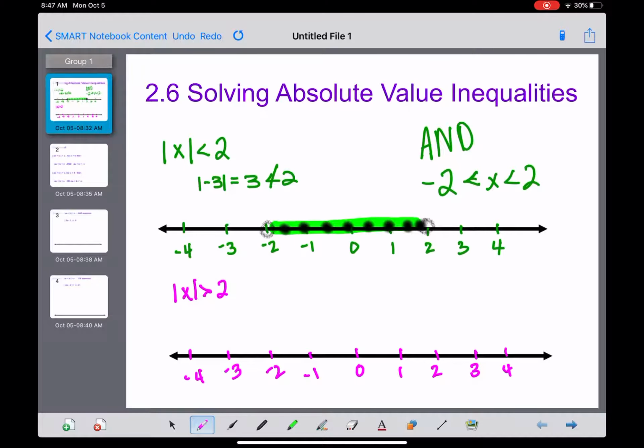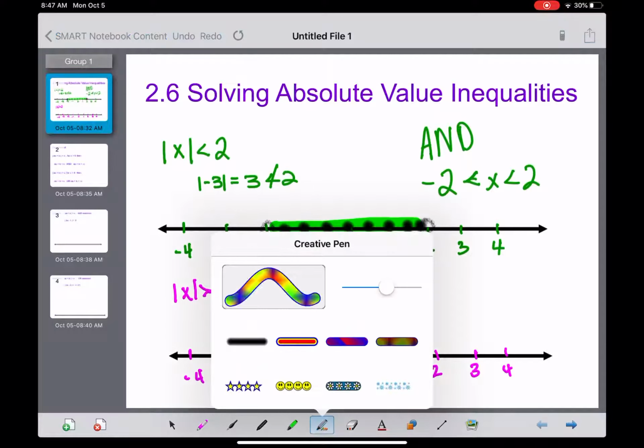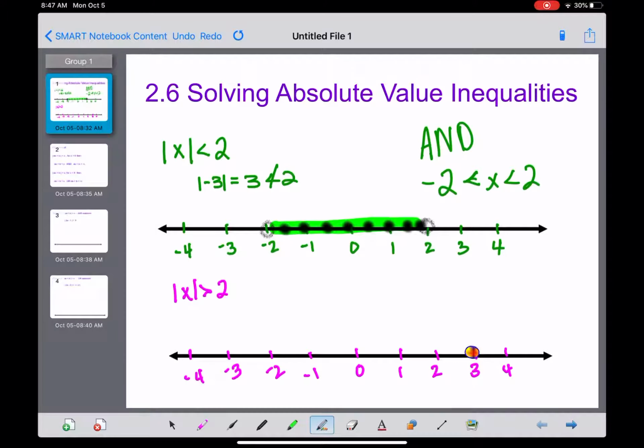This changes a little bit for greater than symbols. So I want to know all values that are greater than 2 after taking the absolute value. So 3 is greater than 2. 4 is greater. 2.5, 3.5, 4.5, 5, 6. All right, all numbers that are bigger than 2.